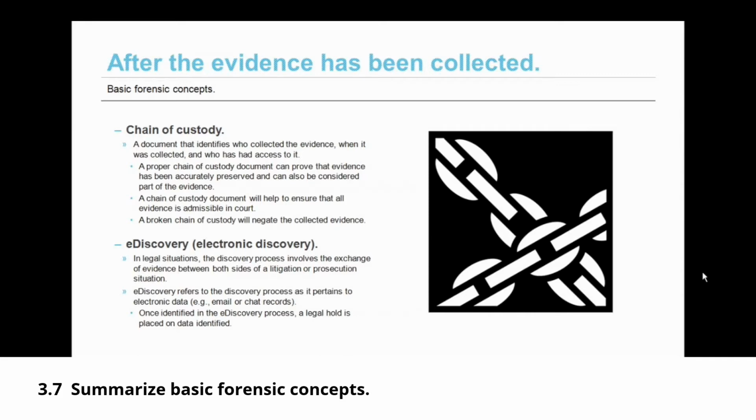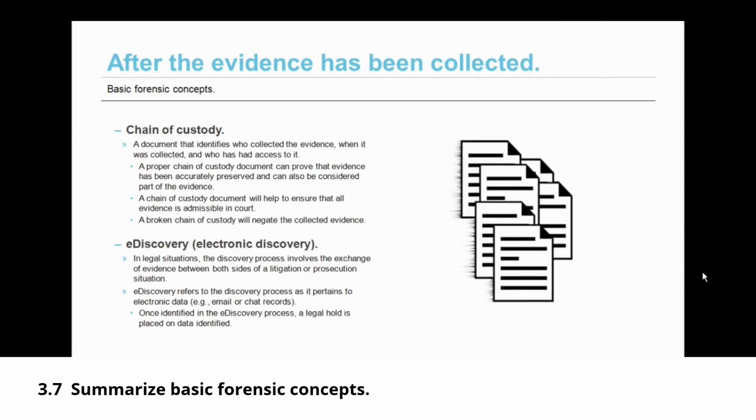A proper chain of custody document can prove that the evidence has been accurately preserved, and the chain of custody document can also be considered part of the evidence. A chain of custody document will help to ensure that all the evidence that is collected is admissible in court. A broken chain of custody will negate the collected evidence. And by that, if your chain of custody gets broken, your evidence is no longer considered evidence.